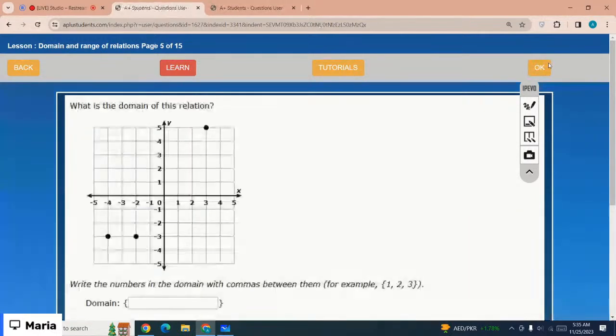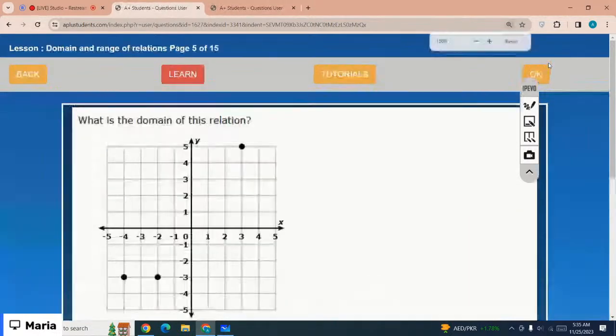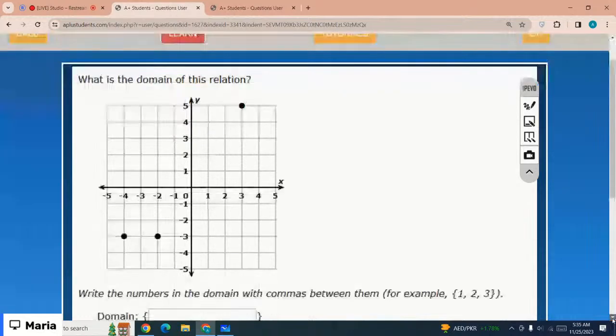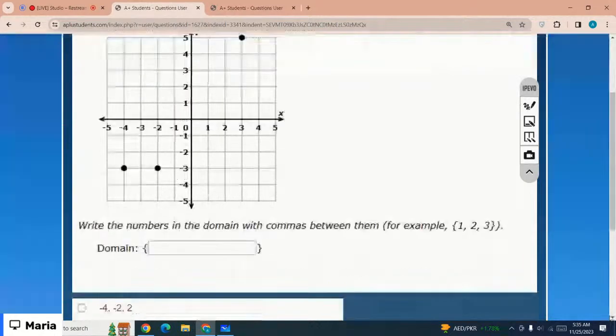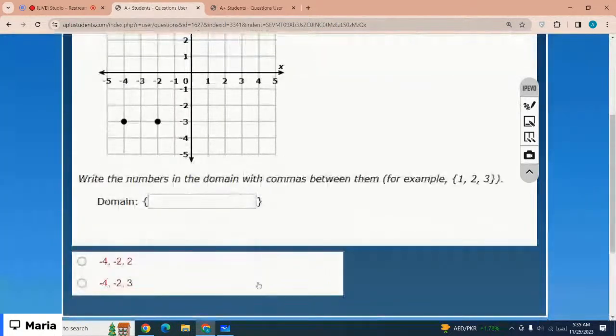What is the domain of the relation? Okay, yeah, we have to say domain. All the x values, right? So the domain of this function is 3, -2, -4, right? The correct option is option number 2, that is -4, -2, and 3. Option 2 is the correct option.